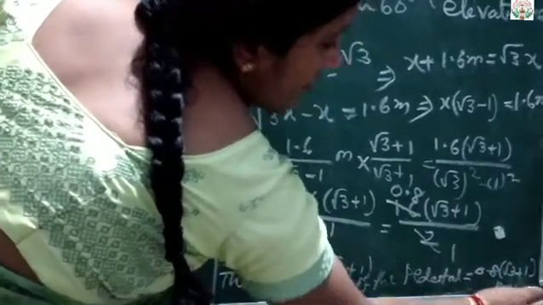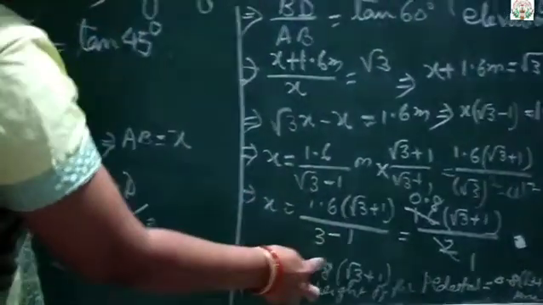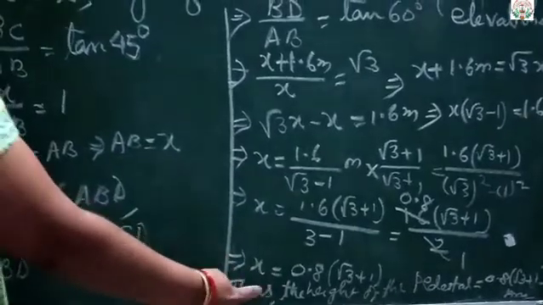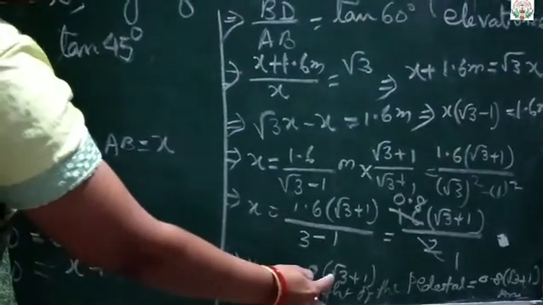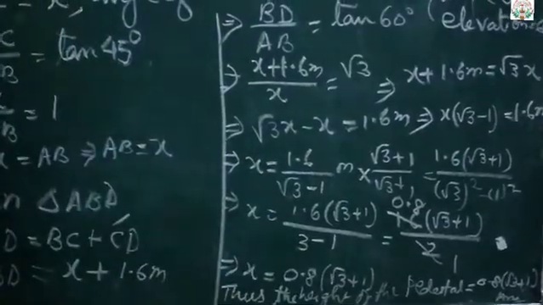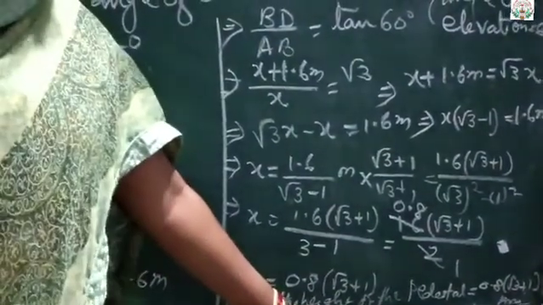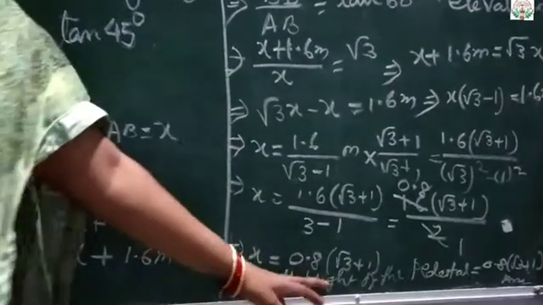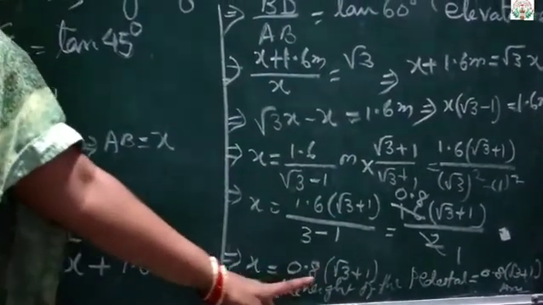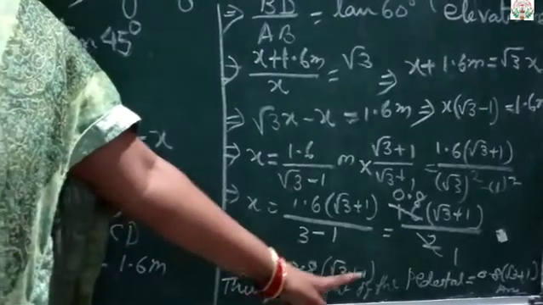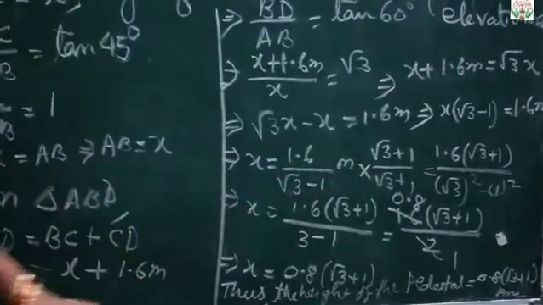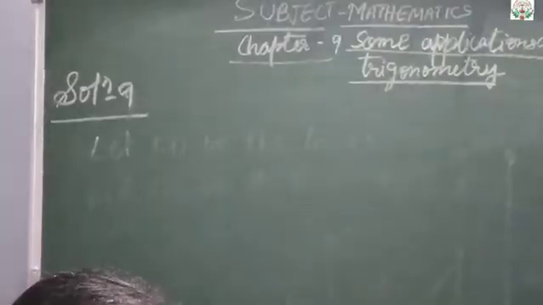Answer. Okay, I think from here also you can write the statement of your own. Thus the height of the pedestal is 0.8 into root 3 plus 1. Okay, if it is not seen to you or not able to see, of your own you write the height of the pedestal is equals to x equals to 0.8 into root 3 plus 1. Okay, thank you. Children, ninth question.